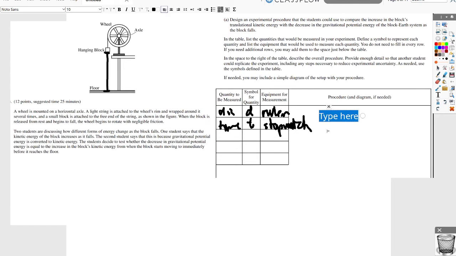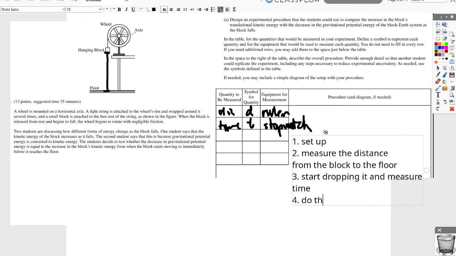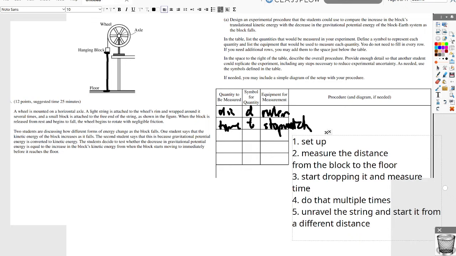So what do we do? 1, setup. 2, once you have the setup, actually, first measure the distance from the block to the floor. 3, start dropping it and measure the time. 4, do that multiple times. 5, unwind, or unravel the string, and start it from a different distance. 6, measure that time. 7, repeat.